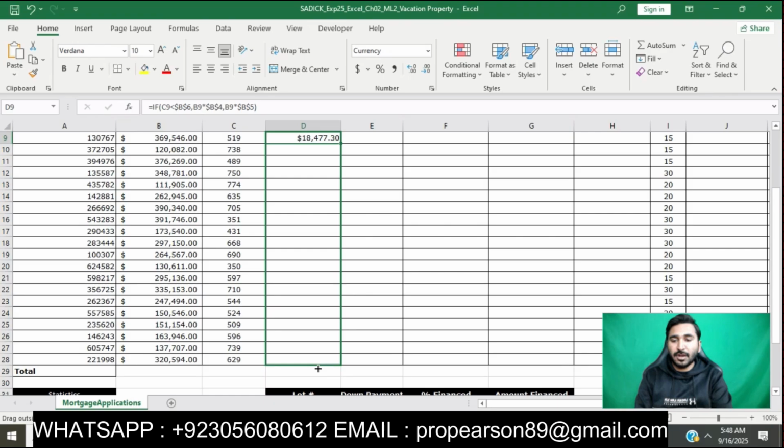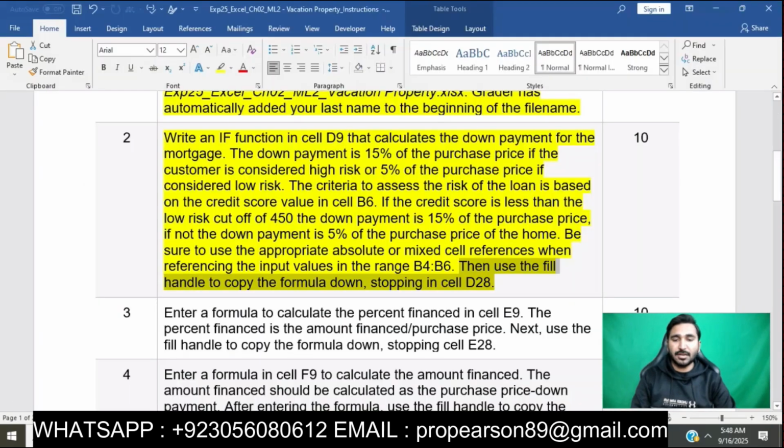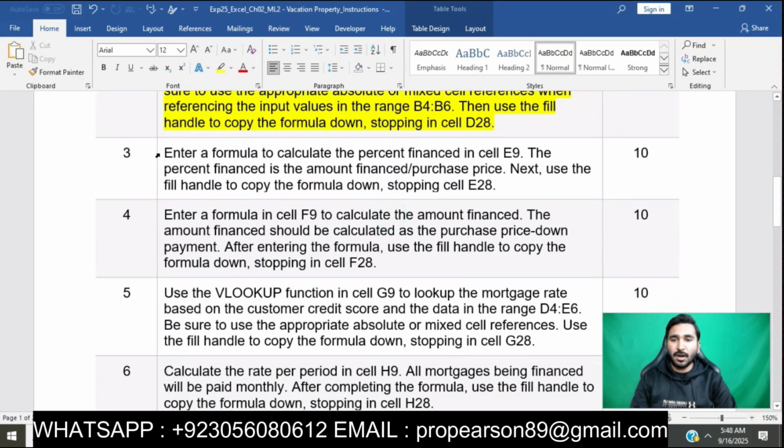Okay, use the fill handle to copy the formula through cell D28. Now I am going to do the next question, question number 3. In question number 3, enter a formula to calculate the percent financed in cell E9. The percent financed is the amount financed divided by the purchase price. Next, use the fill handle to copy the formula down, stopping at cell E28.